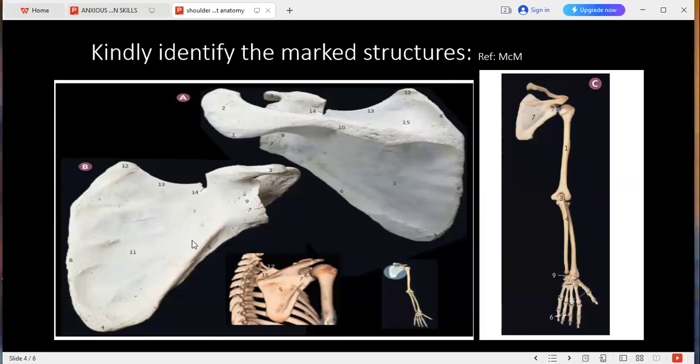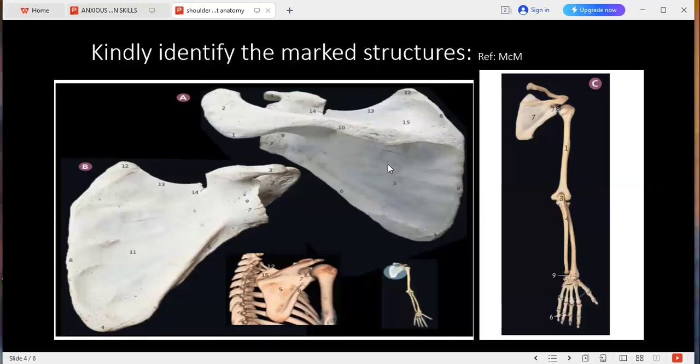Can you please tell me what is this, 11? 11 is subscapular fossa of the scapula. What is 2, please? What attaches here? Acromion process. Okay, we can come back to that later. 15, please. 15 is supraspinous fossa. 5, please. 5 is infraspinous fossa. What attaches here? Infraspinatus muscle.